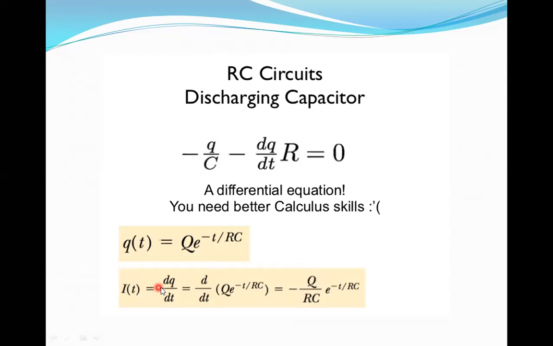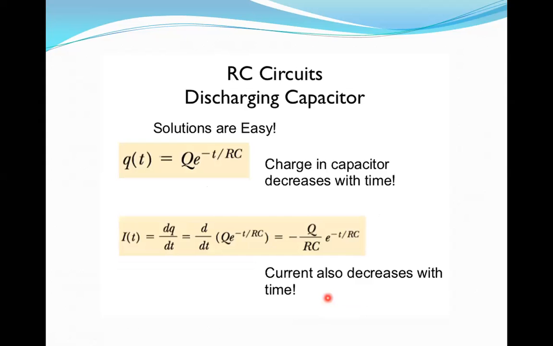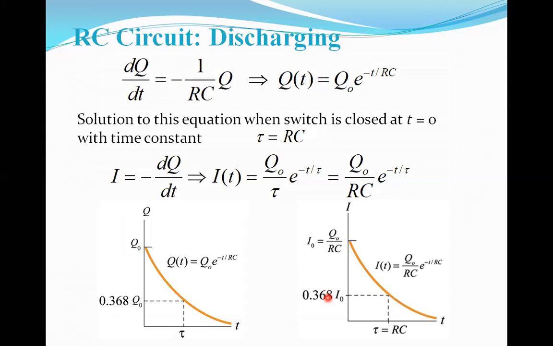And this is in the form of current. The current in the circuit will be minus Q by CR into exponential of minus t by CR. So we can say the charge in the capacitor decreases with time. Current is also decreasing with respect to time. This is the discharging.